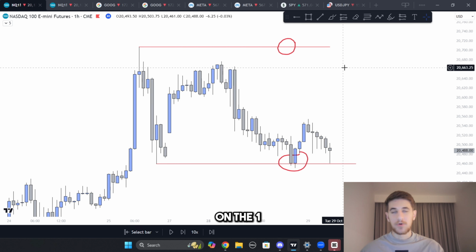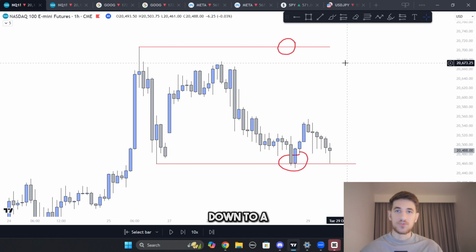So now that on the 1 hour time frame I figured out what direction the market wants to move, we're going to drop down to a lower time frame and look for a fair value gap entry or any entry model of that sort to take a position. So let's go ahead and drop down to a lower time frame.